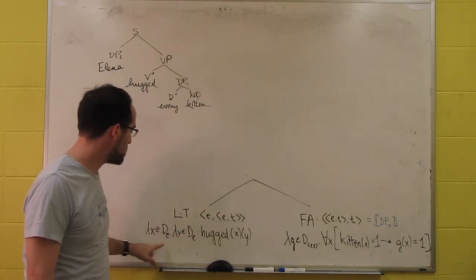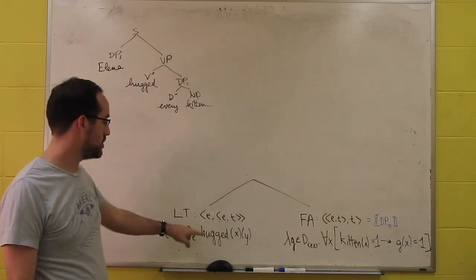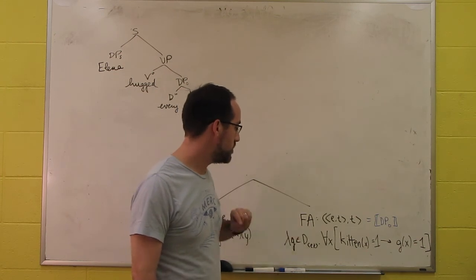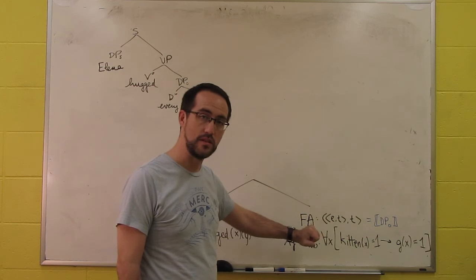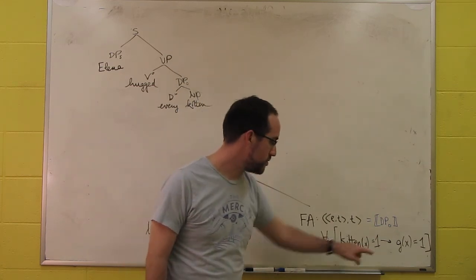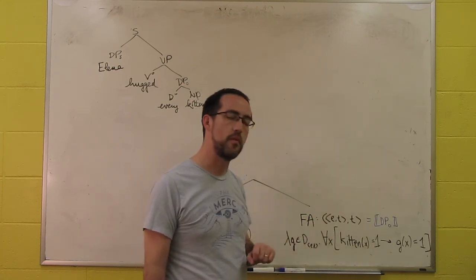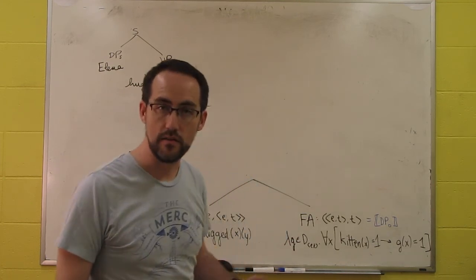Why? Well, let's say we have hugged, which is of type E, E, T. This will give us 1 or 0. And then we have our DP, every kitten, which we've already built up to the DP level. And this is type ETT, right? You give it a property, and it will give you 1 if every kitten has that property, and 0 if it's not the case that every kitten has that property.